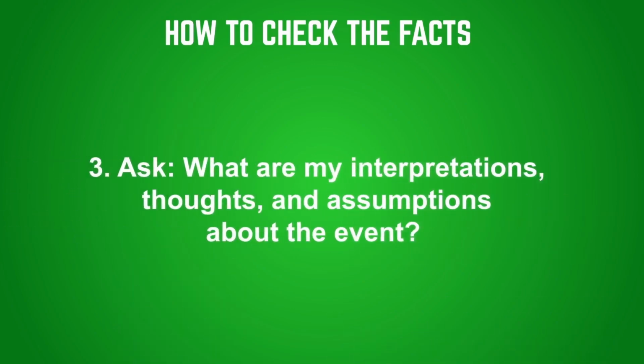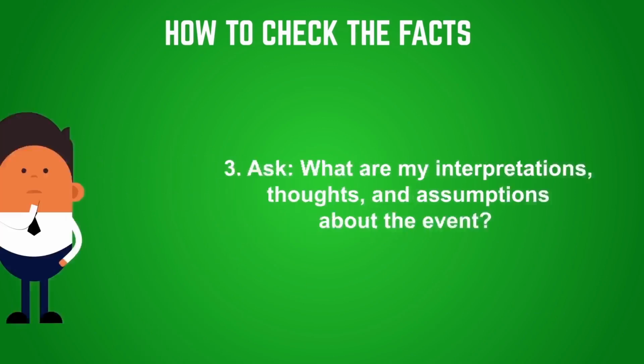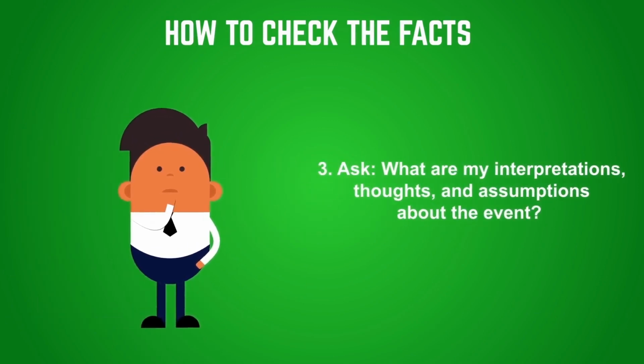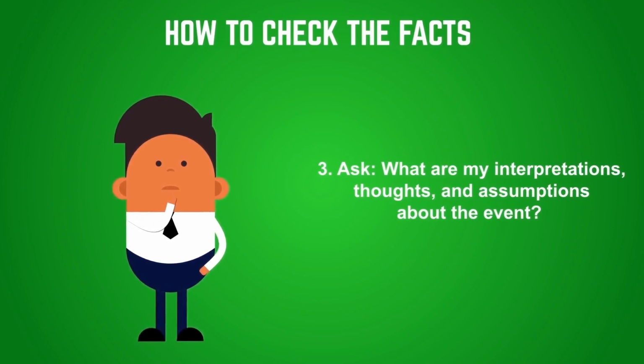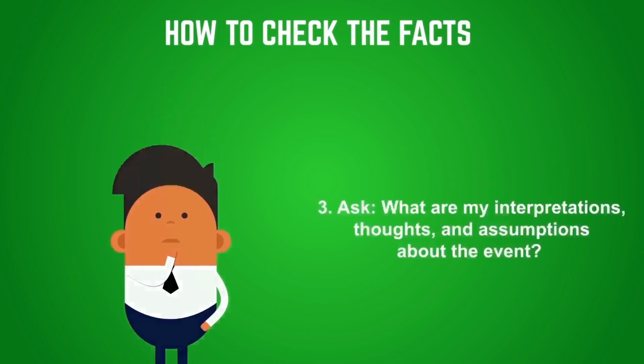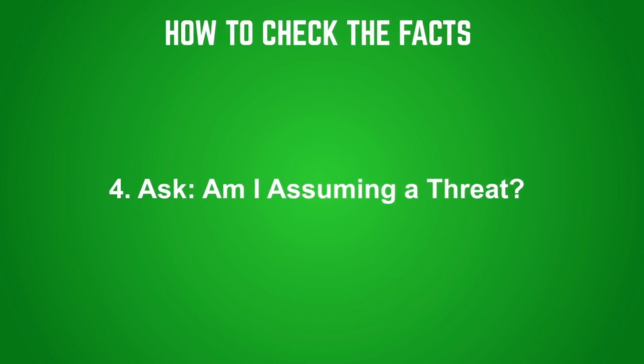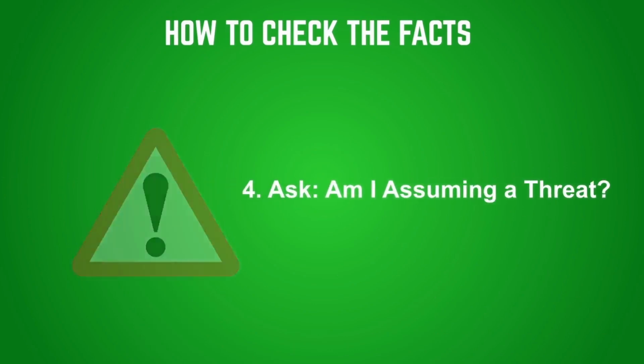3. Ask, what are my interpretations, thoughts, and assumptions about the event? For example, consider anger, where listening to a person express disappointment in something you do is a fact, and thinking the person is trying to control you is an interpretation. 4. Ask, am I assuming a threat? Ask yourself whether you are imagining a threatening event or outcome. Painful emotions are almost always related to some type of threat. What negative outcomes might you be anticipating from the event?